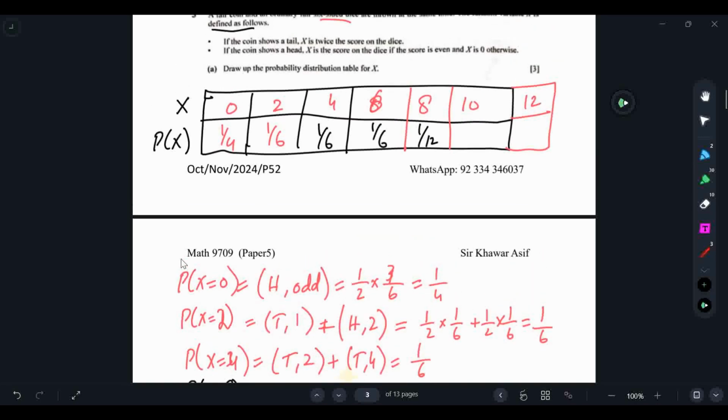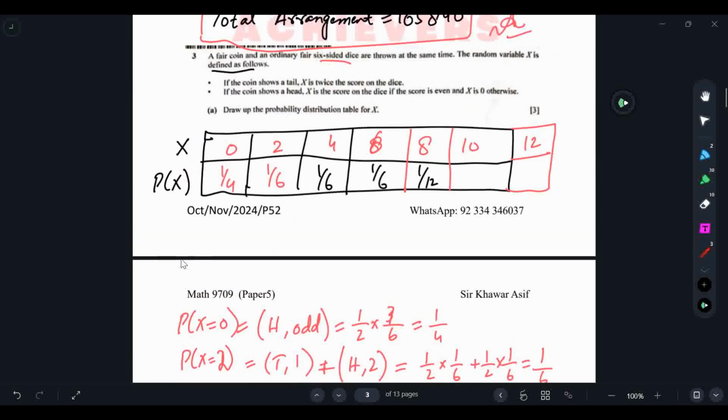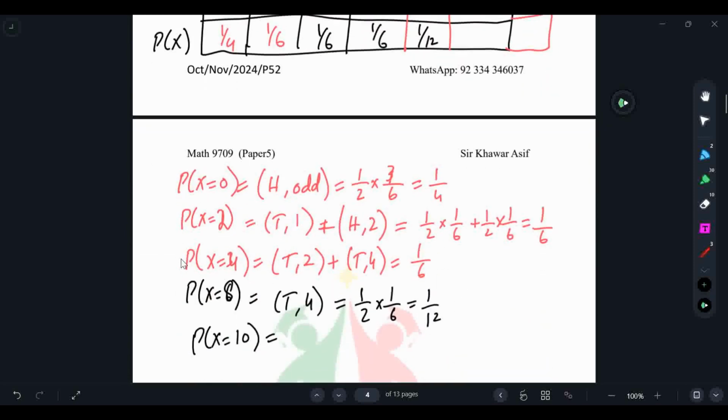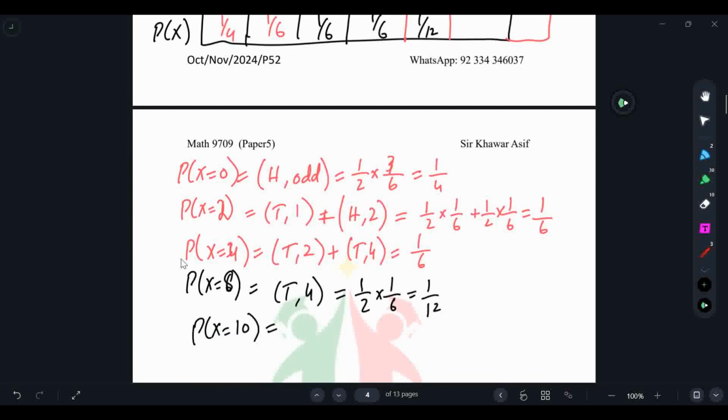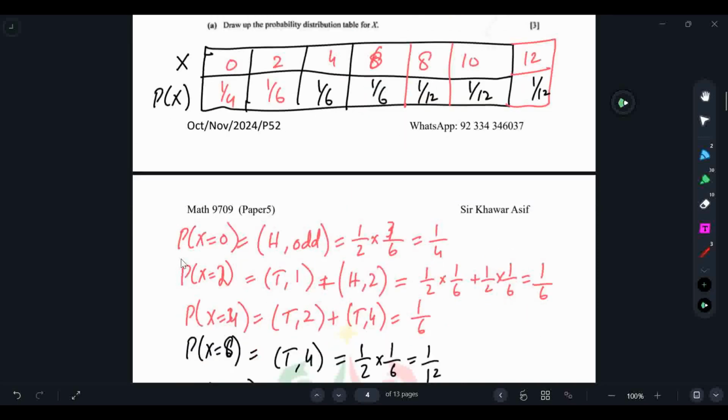We have to follow the conditions. Now the probability of x equal to 10 and x equal to 12. The probability of x equal to 10 will be the same. If the coin shows a tail, x is twice the score on the dice. So this will be when x is 10. This will be again 1 by 12, and 1 by 12. This will be the final answer for the probability distribution table.